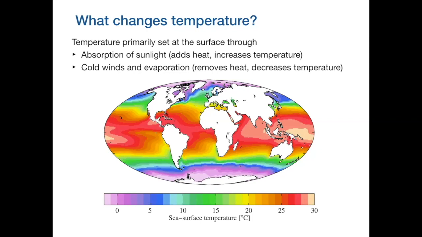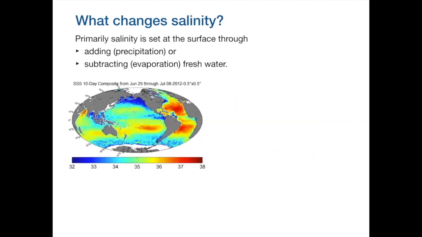And this is the same as what we saw with the amount of solar energy at the poles being spread over a much larger area. The primary thing setting temperature is the absorption of sunlight, which adds heat, and then cold winds and evaporation remove heat. So primarily temperature throughout the ocean, even at depth, is set at the surface. So you have temperature being set at the surface and then that temperature water sinking and becoming part of the deep ocean.